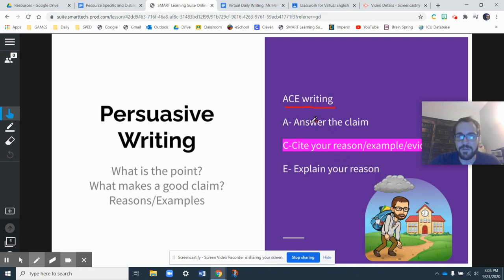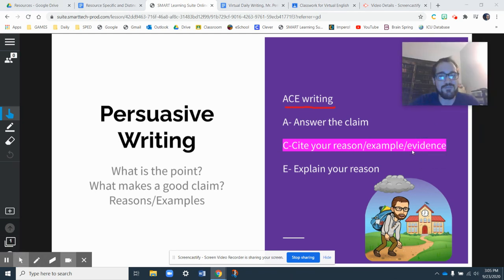But the biggest part of what we're talking about with ACE is the C. It says cite your reason, cite your example, or your evidence. If you don't have a good reason or evidence or a good example, your writing, your argument, your persuasion is going to be poor. You're not going to convince me of something if you don't give me a good reason, if you can't give me a good example. And what we're going to do today is look at what makes something a good reason.